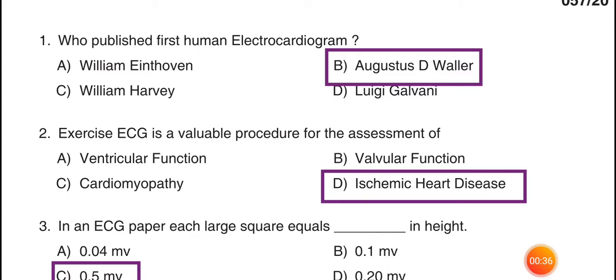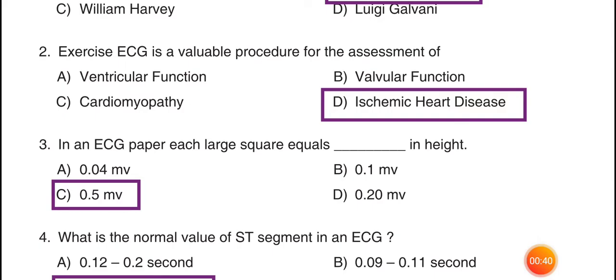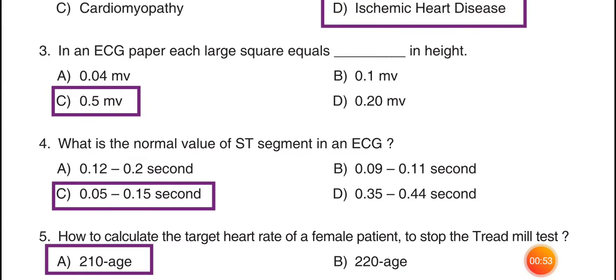057/2020. Let's go to the questions. Question 1: Who published the first human electrocardiogram? Answer option B, Augustus D. Waller. 2. Exercise ECG is a valuable procedure for the assessment of ischemic heart disease. 3. In an ECG paper, each large square equals dash in height. Answer option C, 0.5 mV.